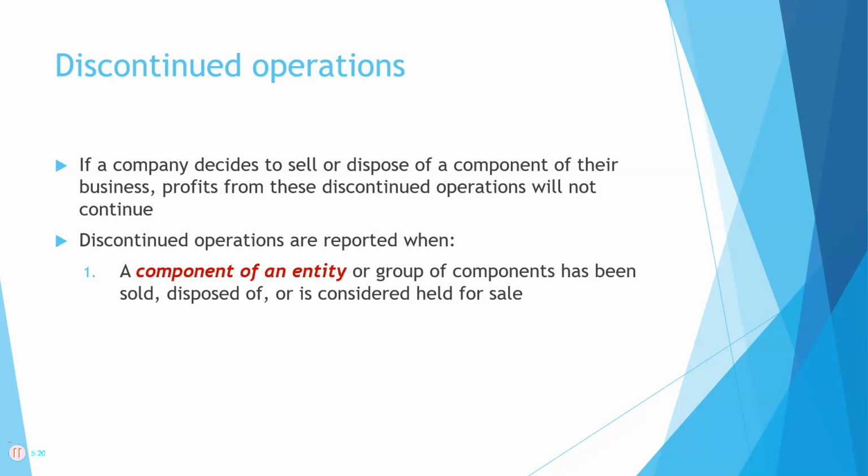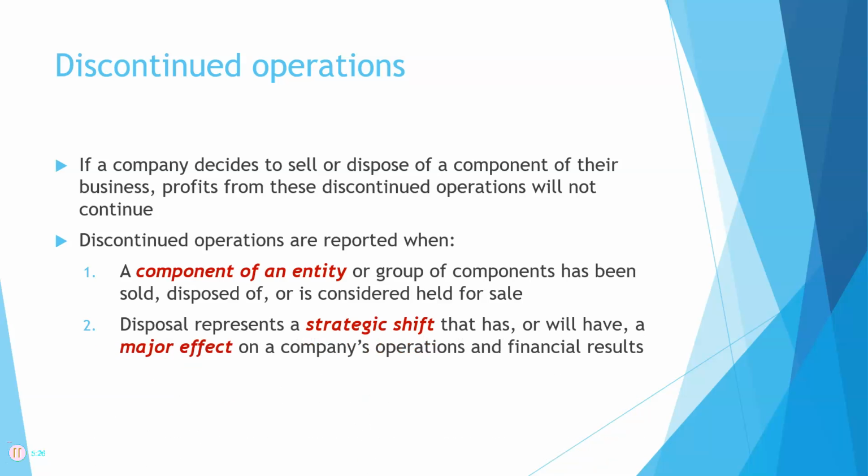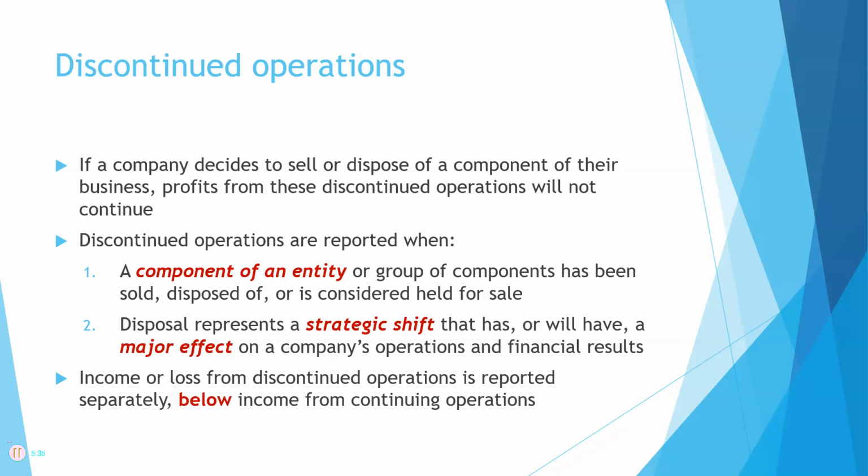So, a component of an entity or group of components has been sold, disposed of, or is considered held for sale. Disposal represents a strategic shift that has or will have a major effect on a company's operations. Income or loss from discontinued operation is reported separately below income from continued operations and always shown net of tax. So let's take a look at an example.